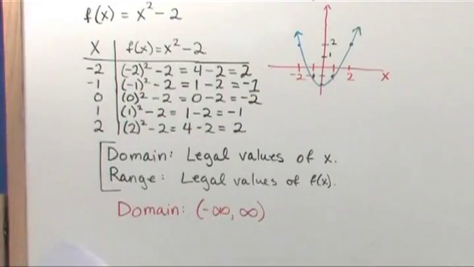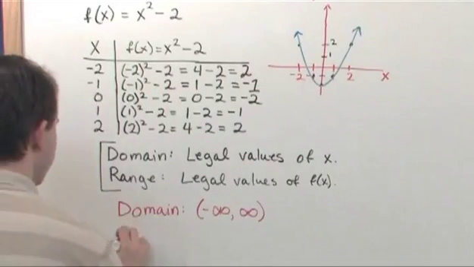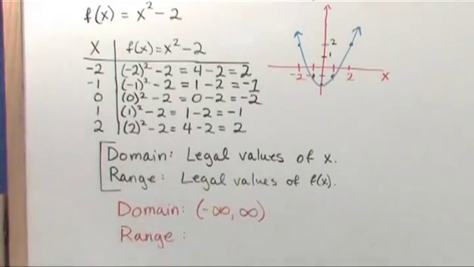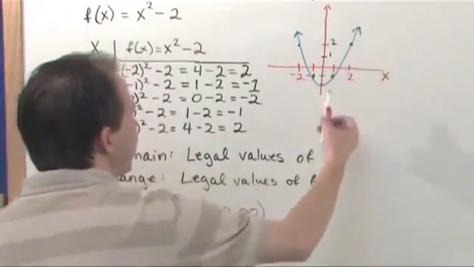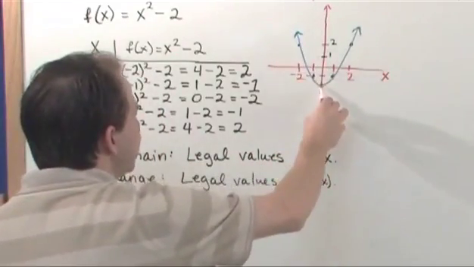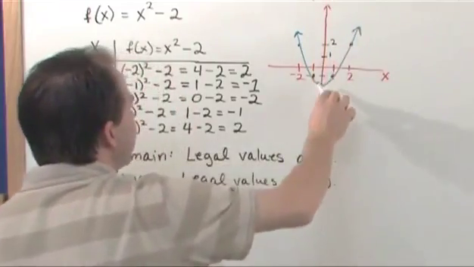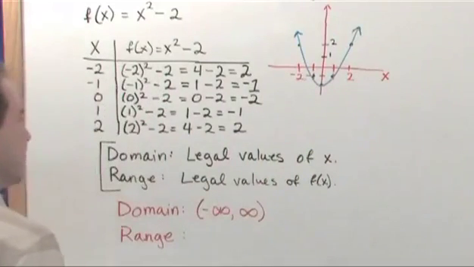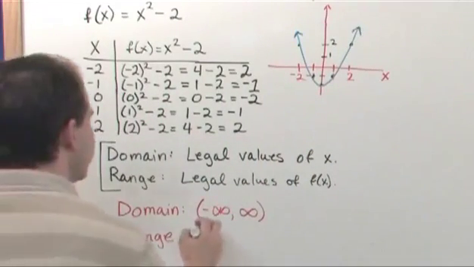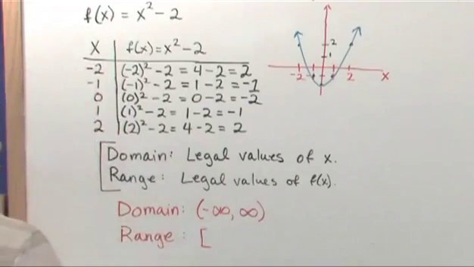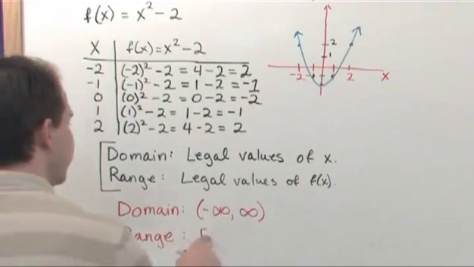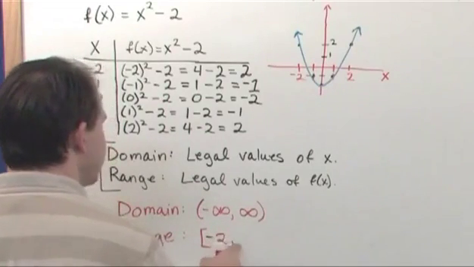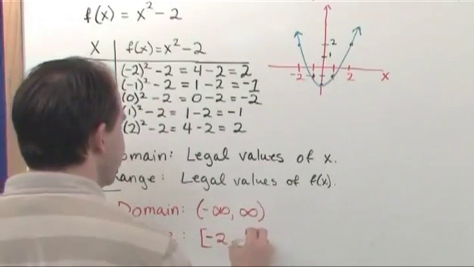And the range, which is always the legal values of f of x. Well, we just plotted this thing here. You can kind of tell that it bottoms out down here, but it goes on up to infinity. If I keep putting numbers in, it'll get bigger and bigger and go up to infinity. But it bottoms out down here. So for the y values, or the f of x values, the lowest value here is -2, and the highest value that it can get to is +infinity.